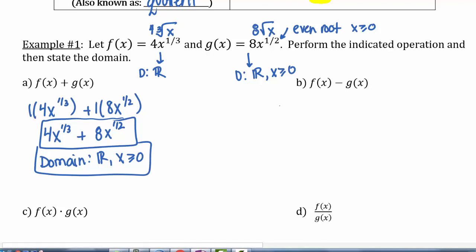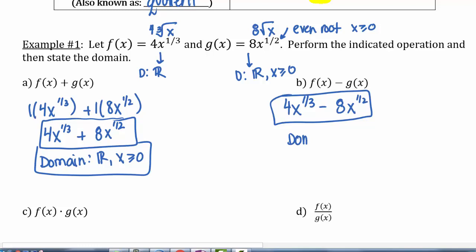Then I do f minus g: 4x to the 1/3 minus 8x to the 1/2. Again, these aren't like terms, so I cannot put them together. My domain, again, is all real numbers with x greater than or equal to 0, because I'm basically combining both of the domains of my original functions.